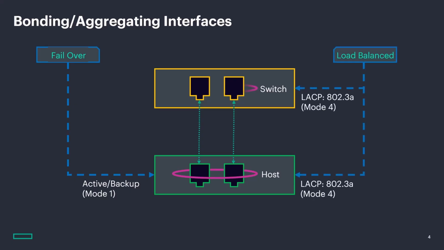You can also make them work as a load balance pair to allow for greater throughput with LACP, or Link Aggregation Control Protocol. This requires configuration on both the host and the network switch. How that load balancing is handled is up to you, but you need to be aware of the caveats for them to make an informed decision on what direction to go.